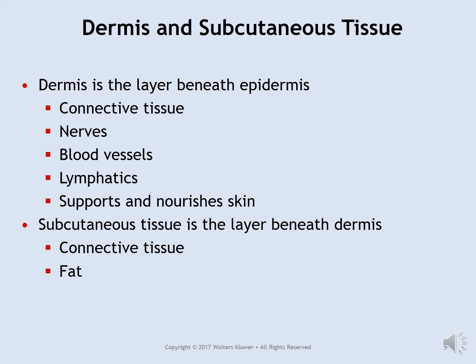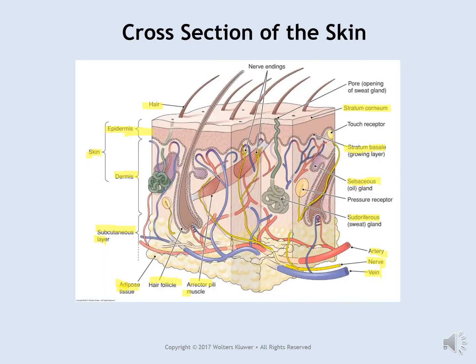The dermis is the next layer down. It has connective tissue, nerves, blood vessels, lymphatic vessels, and this is where the support and nourishment for the rest of the skin originates. And beneath the dermis is the subcutaneous layer, which is connective tissue and fat. And that is the last layer before you get into muscle.